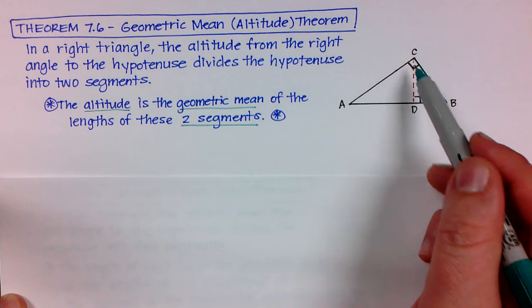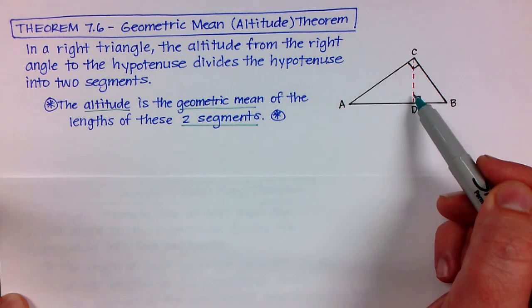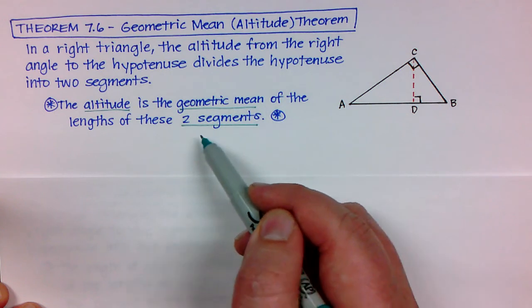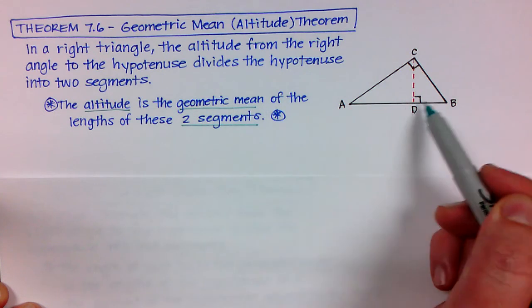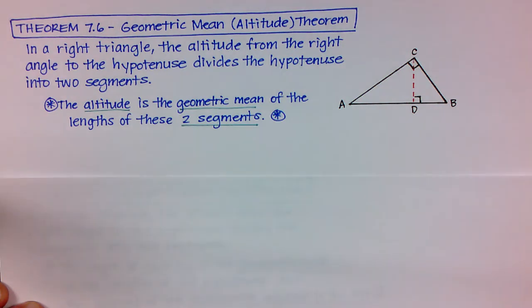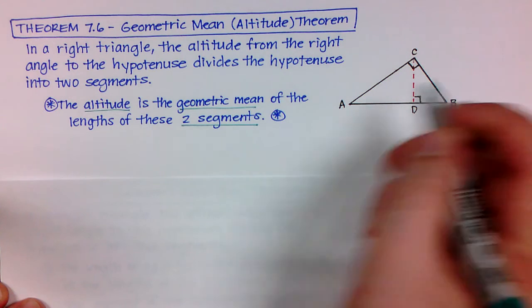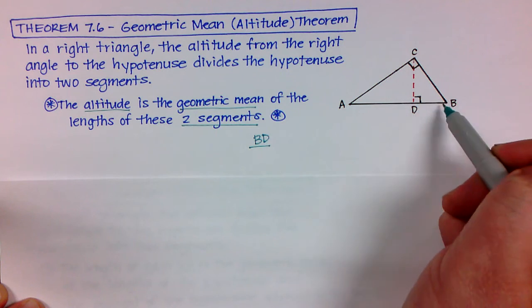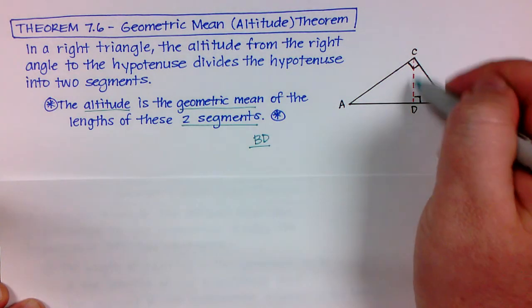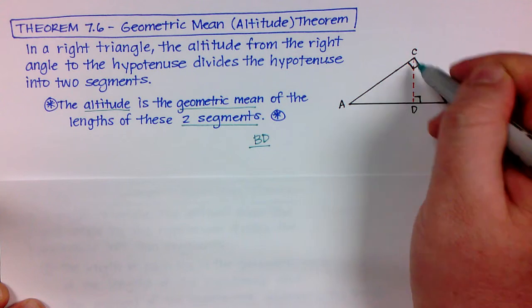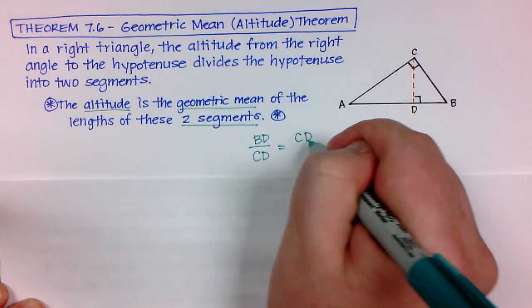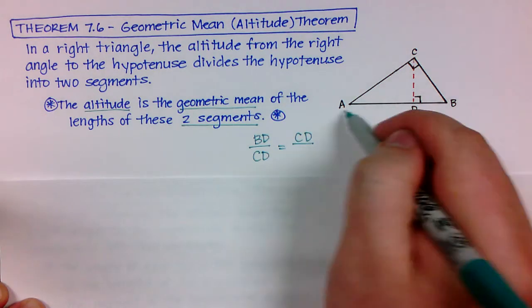But the cool thing is that this altitude right here is going to be the geometric mean, something that's going to be the same when you're comparing the lengths of these two segments of the hypotenuse. So what it says is that, let's say this length right here, BD, which is one of the shorter legs, compared to CD, which would be the short leg of this triangle right here, is going to be the same as CD compared to AD.